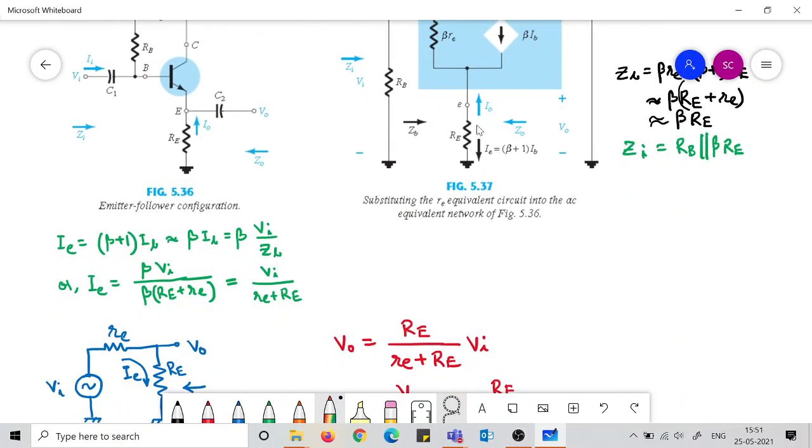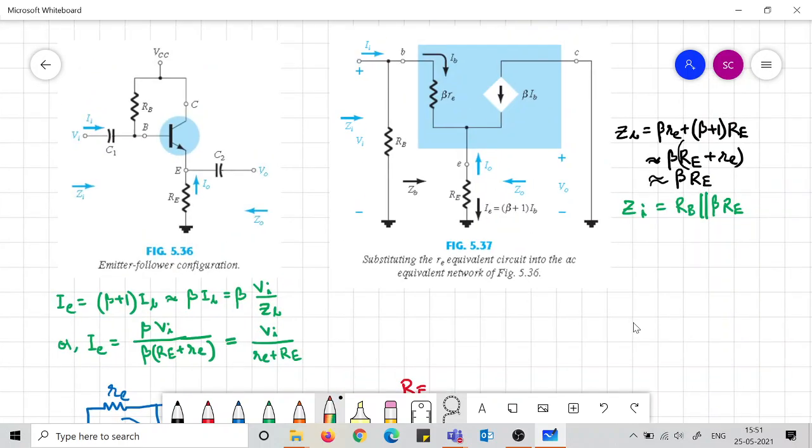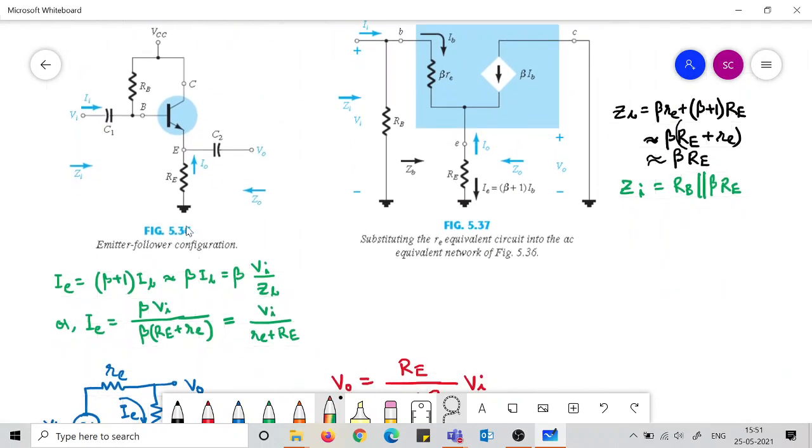So it is a bit tricky now to understand what is Z0. So what is actually done? We actually employ this thing. We try to figure out what is the IE, what is the IE in terms of Vi? Okay, so in terms of Vi, we try to see what is IE.